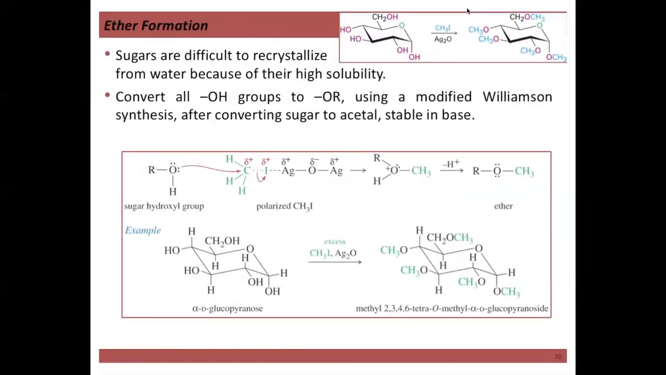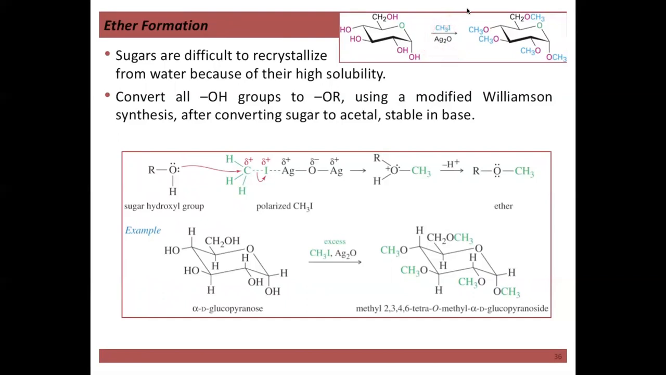Okay, and for the ether formation, what they use is silver oxide, and it is beneficial because you can't deprotonate the sugar with sodium hydroxide, or have, in the presence of this reaction, a good nucleophile. So we can't really have a strong base around. Otherwise, it would do an SN2 with the methyl halide.